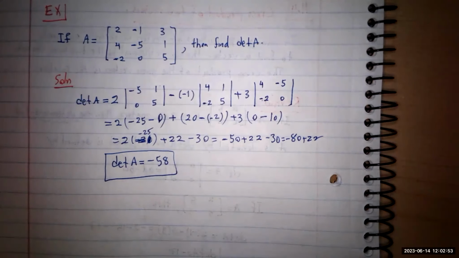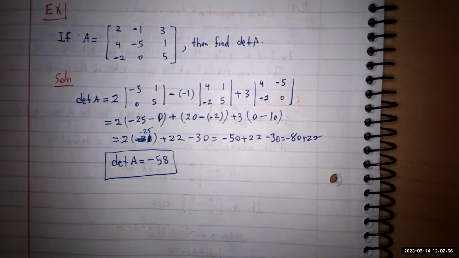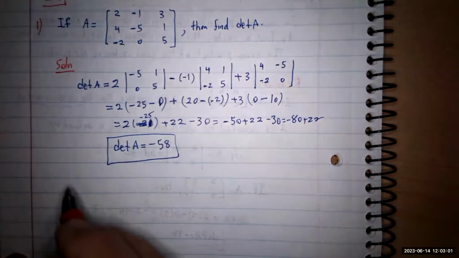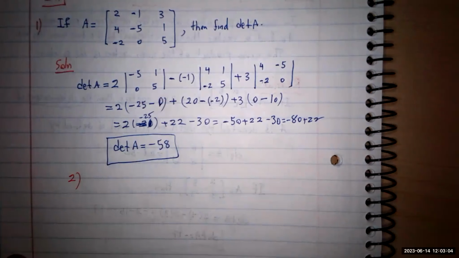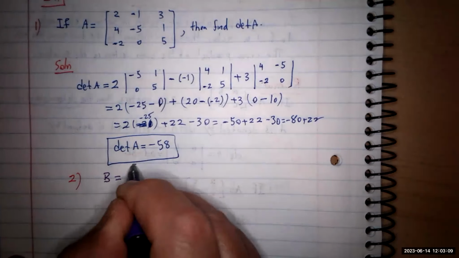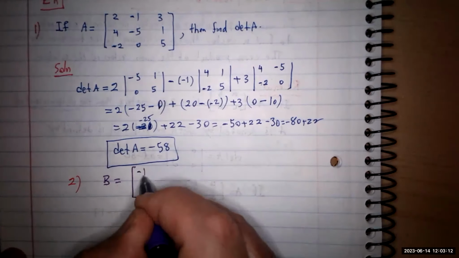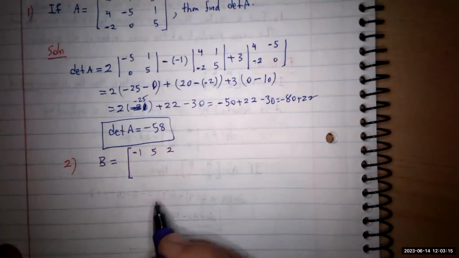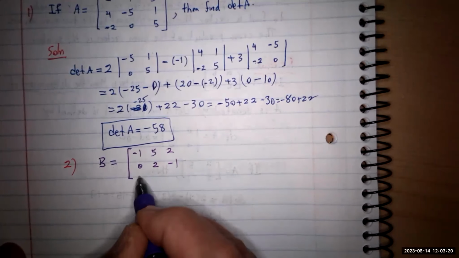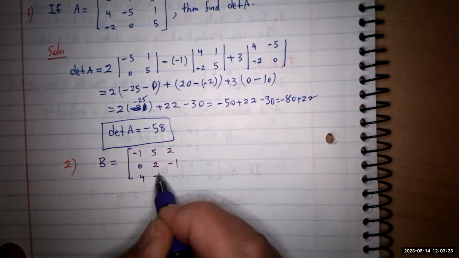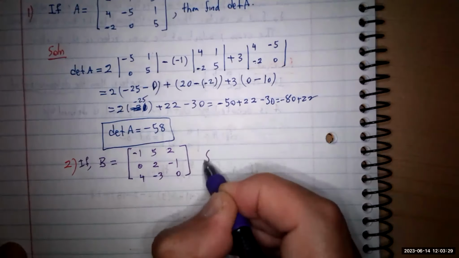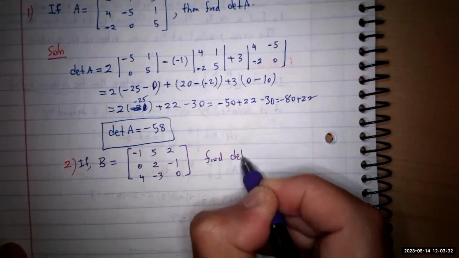I can give you another one, just find it quickly so that you know how we do it. Okay, so I do another one in the quick form, but you're fine to do it whatever method you like or feel comfortable. Okay, so let's get this one. It's -1, 5, 2, and this is going to be 0, 2, -1, and you have 4, -3, 0. So, find the determinant of B.